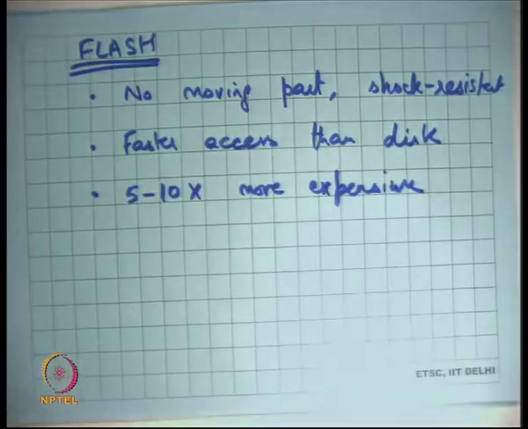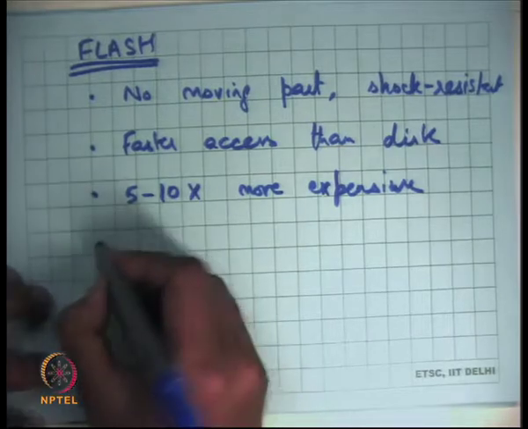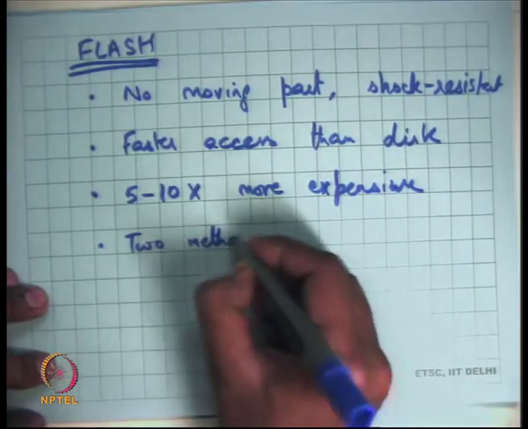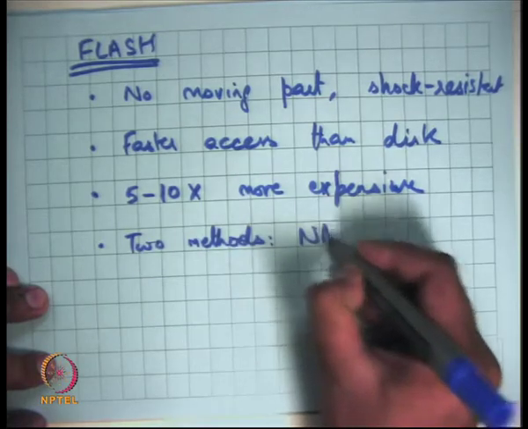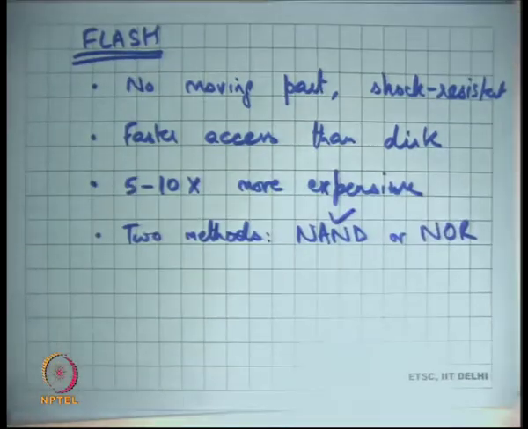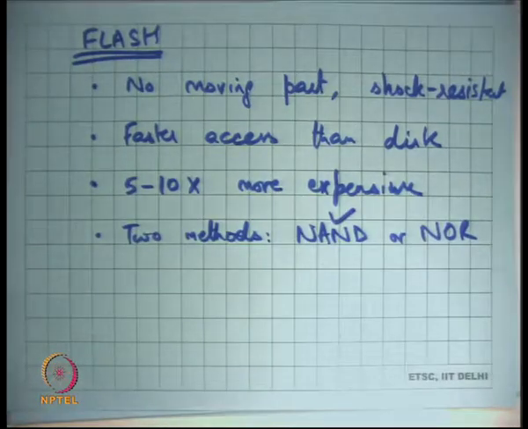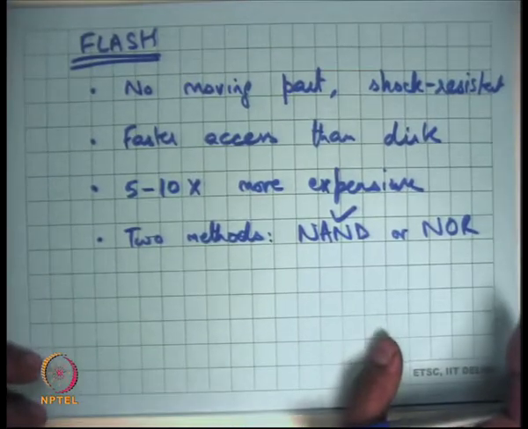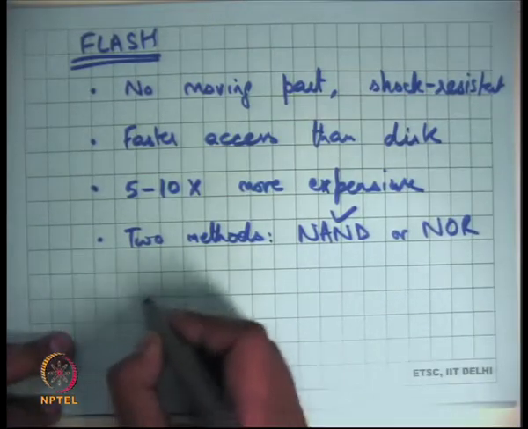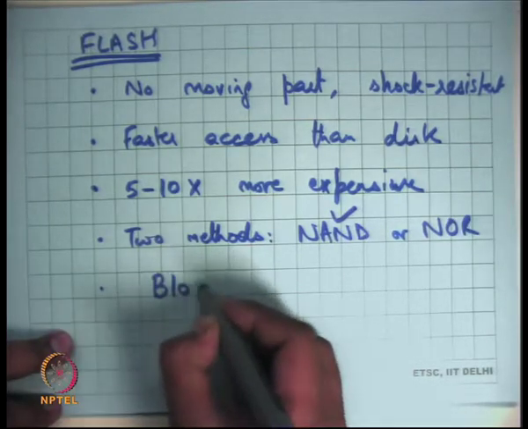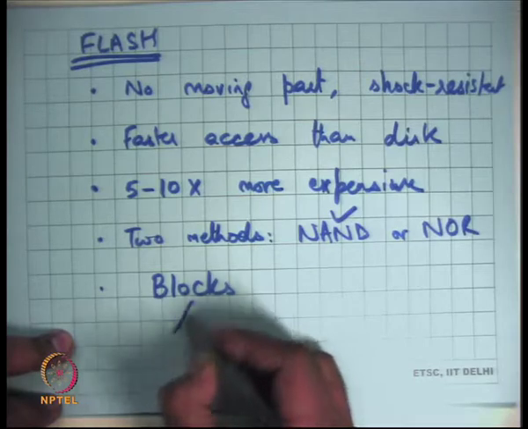Right. So, two methods of implementing flash. Without going into details, let's just understand that there are two ways, NAND or NOR, and the NAND one is more popular today. Okay. So let's see how a flash device is organized. It's organized into blocks, and blocks contain multiple pages.